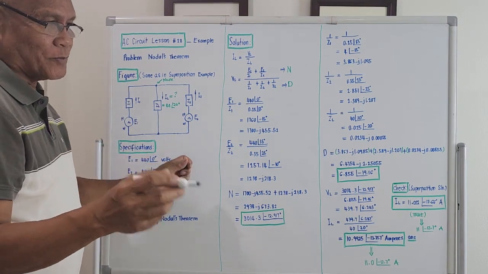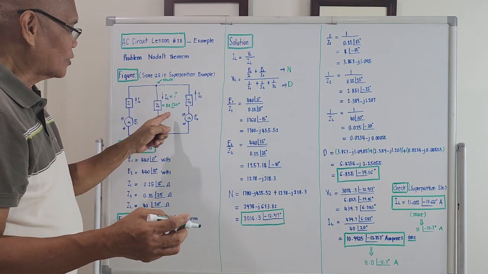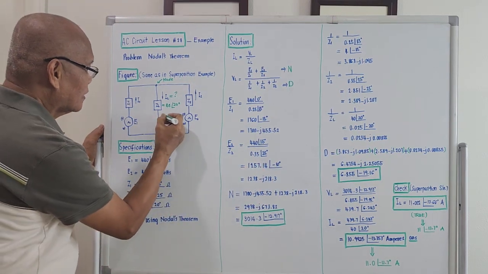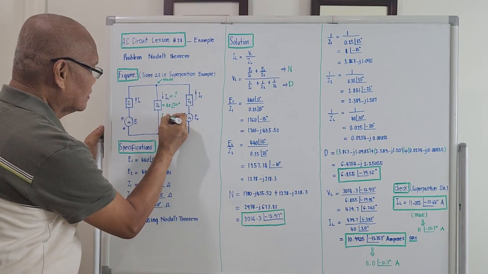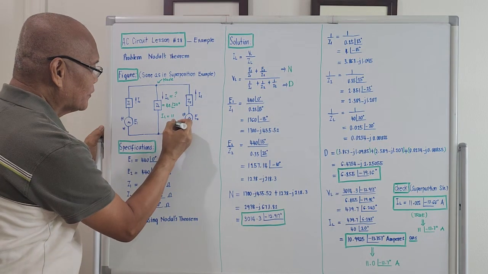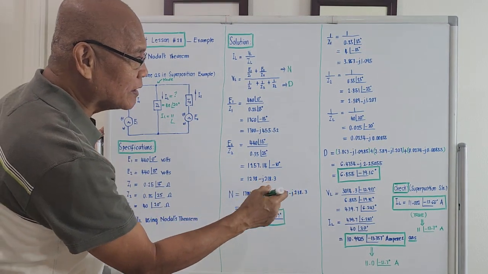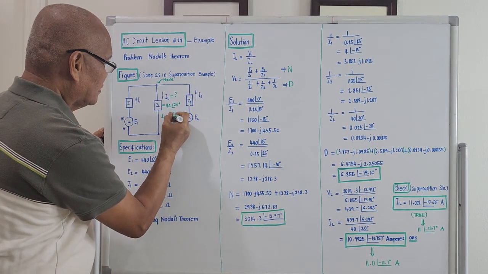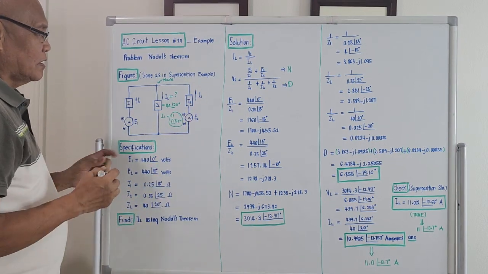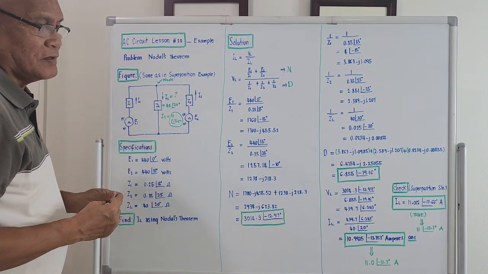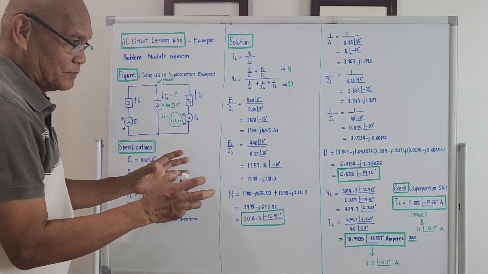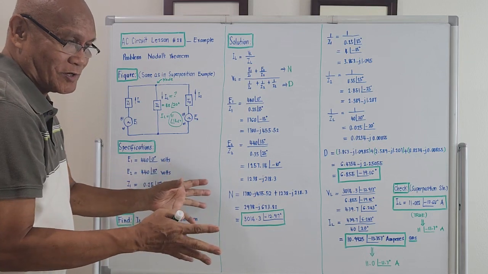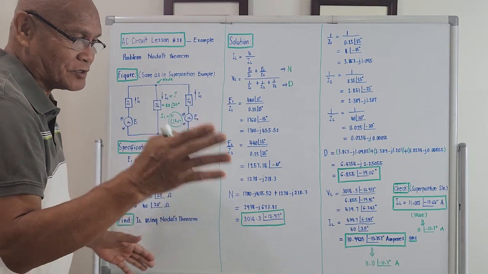Okay, I will now try to bring out the current that was derived from the superposition example. The value of the current I sub L is approximately 11 amperes and the angle is approximately 13.6 degrees. This is actually the value of the current. So at least if we could bring out a value near this value, of course, we could say that Nodal solution was also a correct solution. Okay, let's try to bring out the solution.